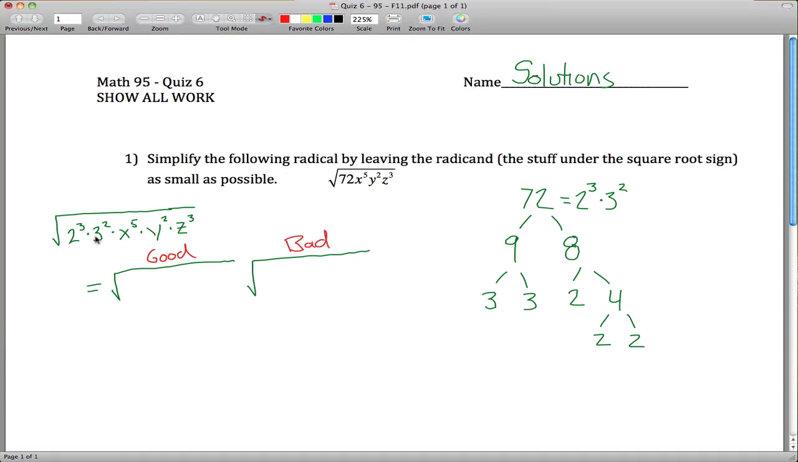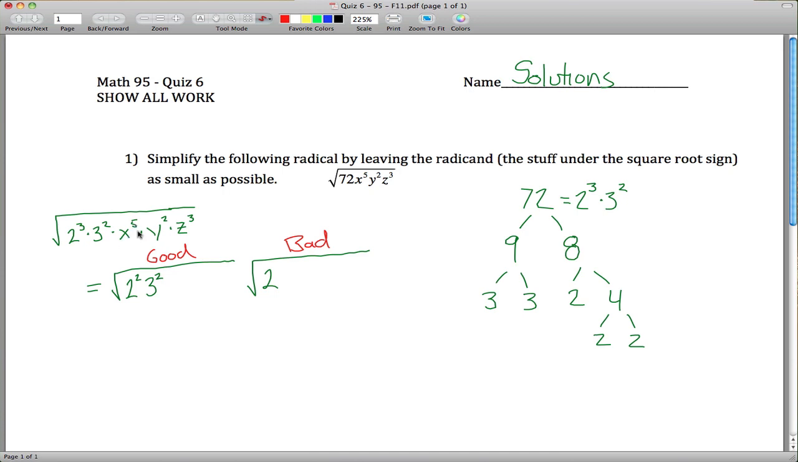And what I put under the good one is all the things that will end up being perfect squares. So first let's take care of the 2. 2 cubed. Well, let's see, I could put 2 of the 2's over here, 2 squared, because that's a perfect square, and then the other 2 over here. 3 squared. Put them both over here, which leaves nothing in the bad.